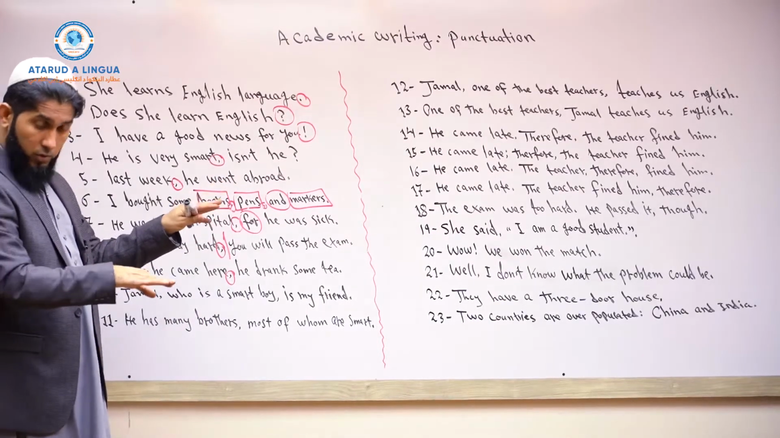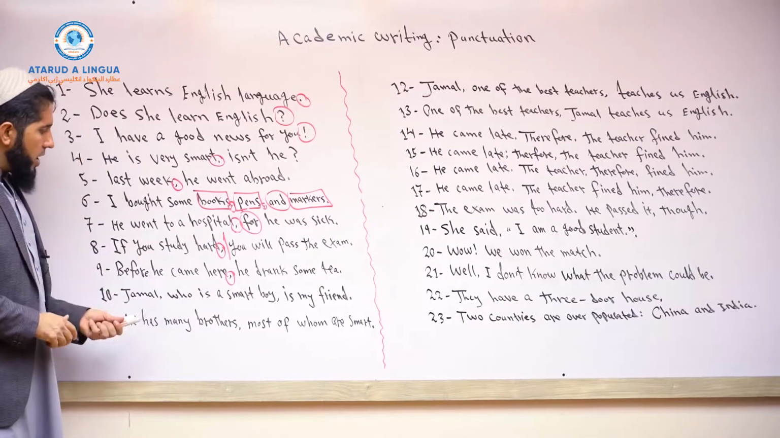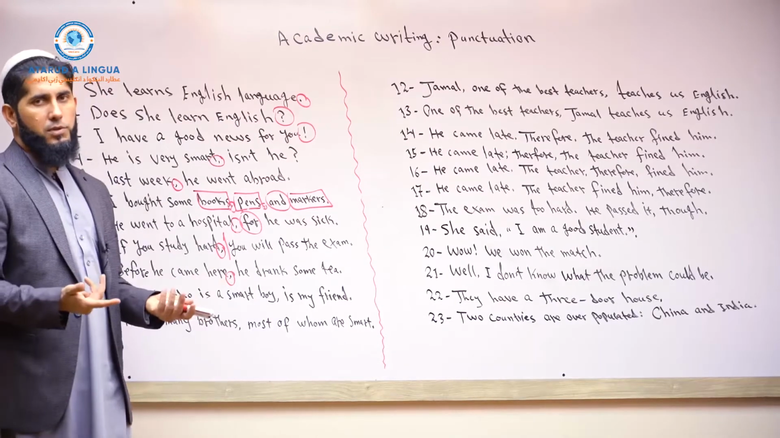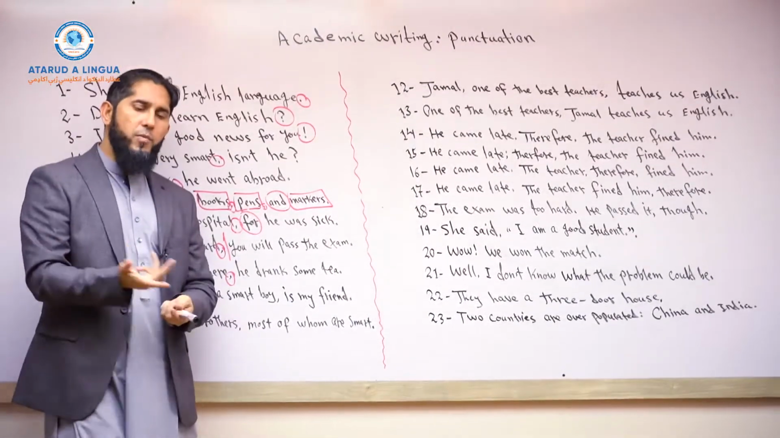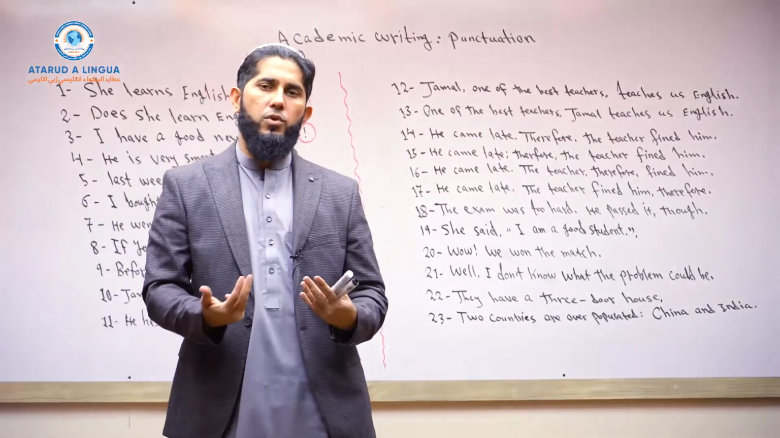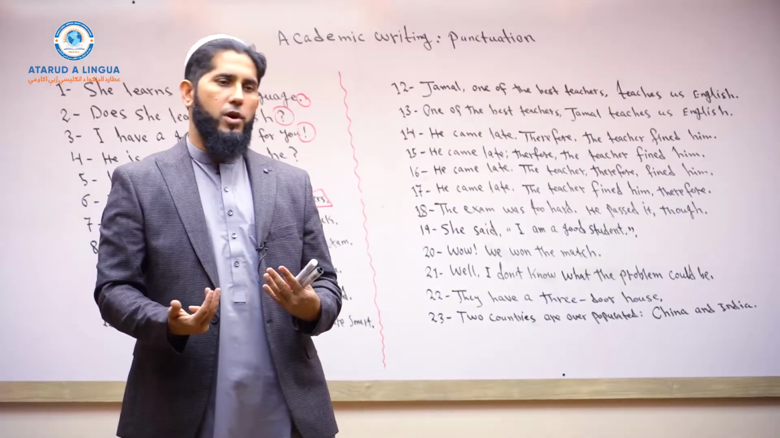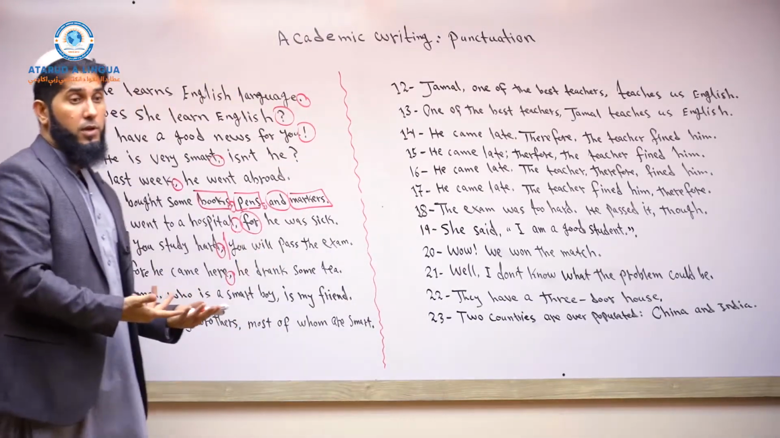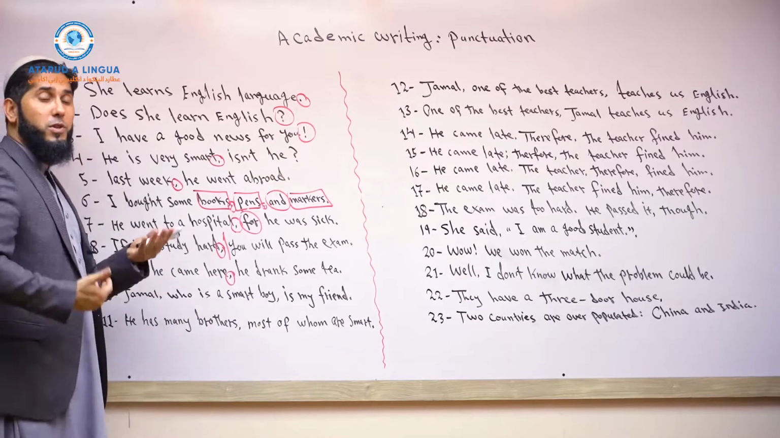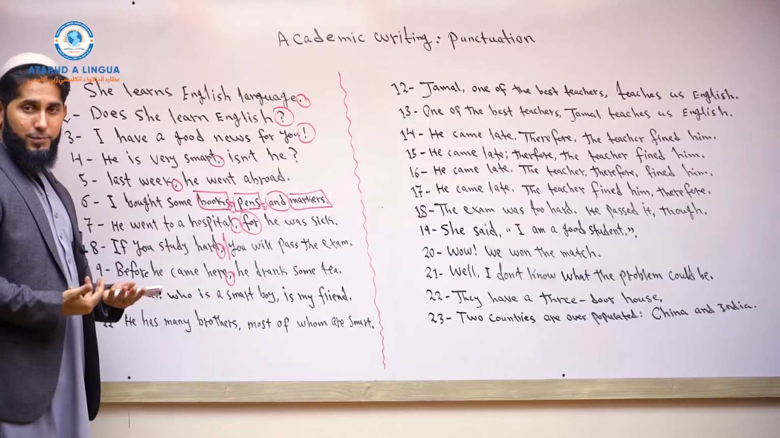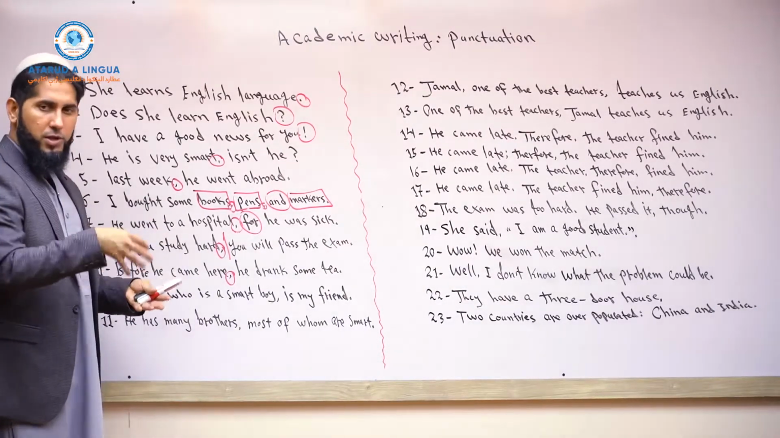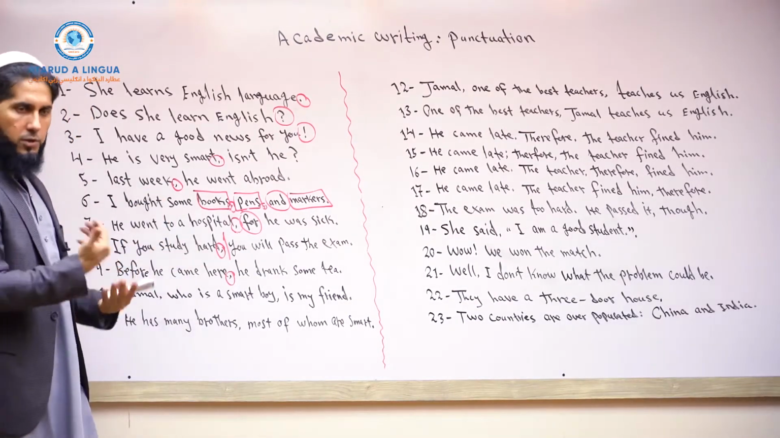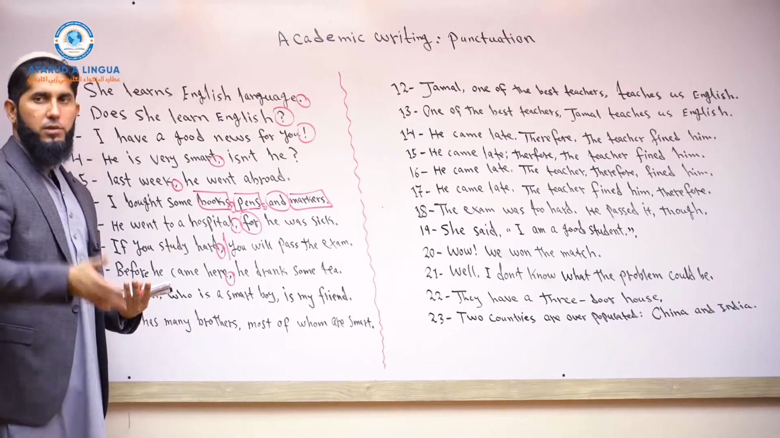Okay. Number 10, Jamal, who is a smart boy, is my friend. Again, I'm not teaching you this. I've told you that before coming to this special academic writing program, your grammar should be strong enough. You should have already studied advanced grammar. I'm not teaching you these grammatical points. I'm just giving you the instructions, you know. Why? Because later on, when we start writing academic paragraphs, you need these points. You need to be able to punctuate your sentences correctly.